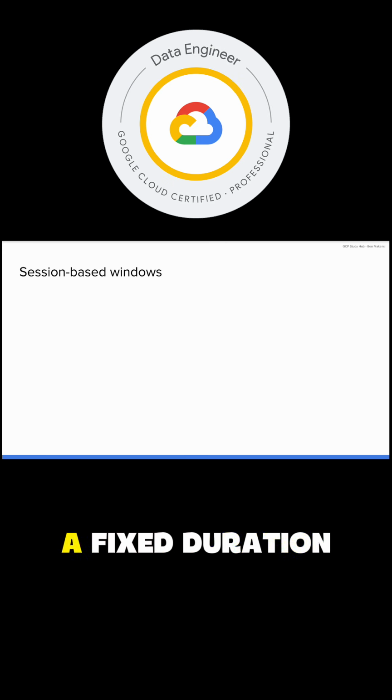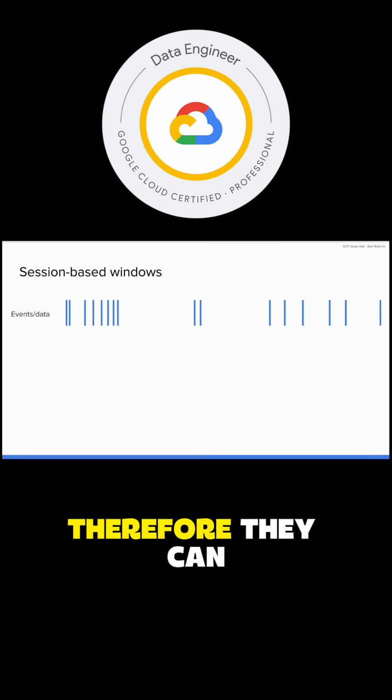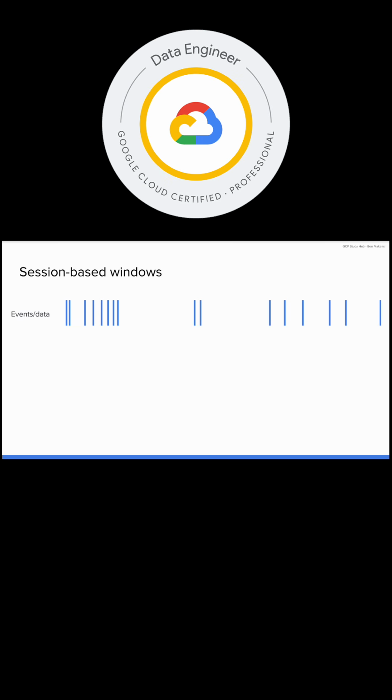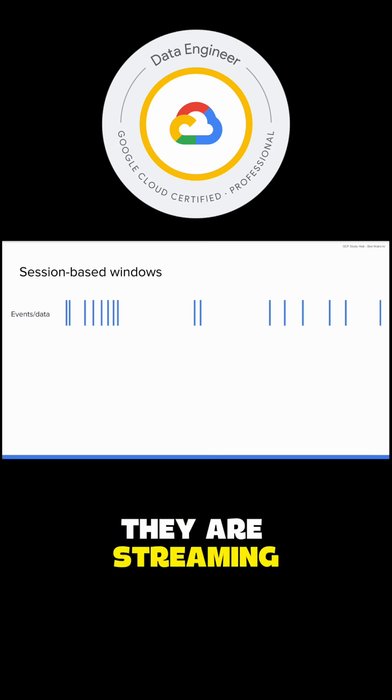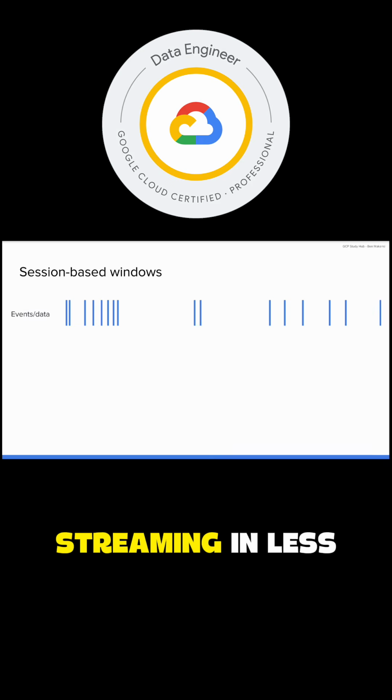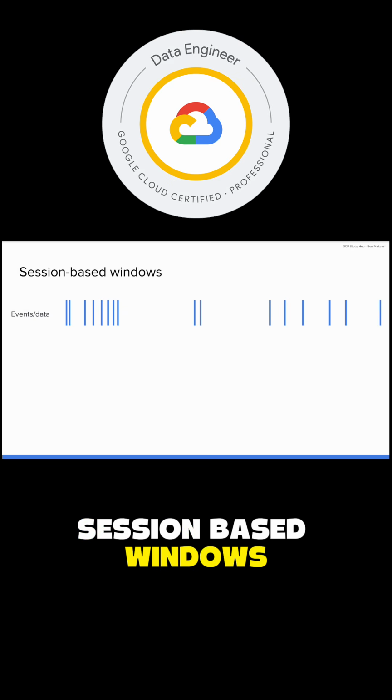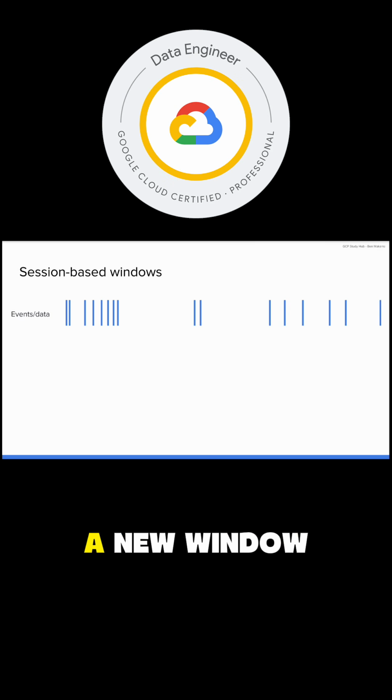Session-based windows, instead of having a fixed duration, are defined instead by a gap of natural inactivity in the data. Therefore, they can actually end up being any duration. Let's say we have a timeline of events or new data objects streaming into Dataflow. At some points, they are streaming in more frequently than others, and the points where they are streaming in less frequently are visible as these gaps. If these gaps in data are longer than the gap duration that we have set for our session-based windows, then the next event will start a new session, a new window.